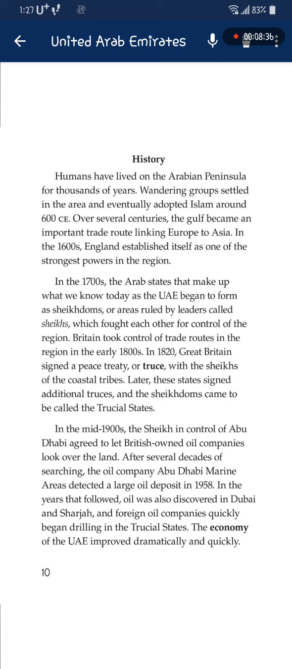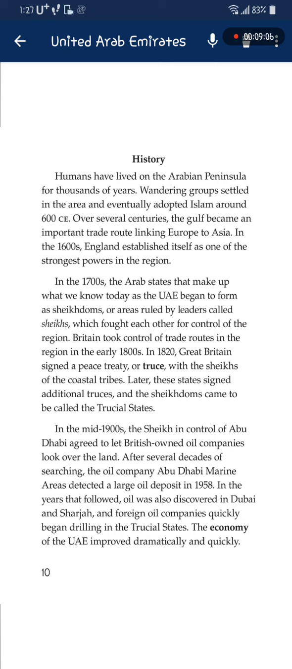In the 1700s, the Arab states that make up what we know today as the UAE began to form as sheikhdoms, or areas ruled by leaders called sheikhs, which fought each other for control of the region. Britain took control of the trade routes in the region in the early 1800s.